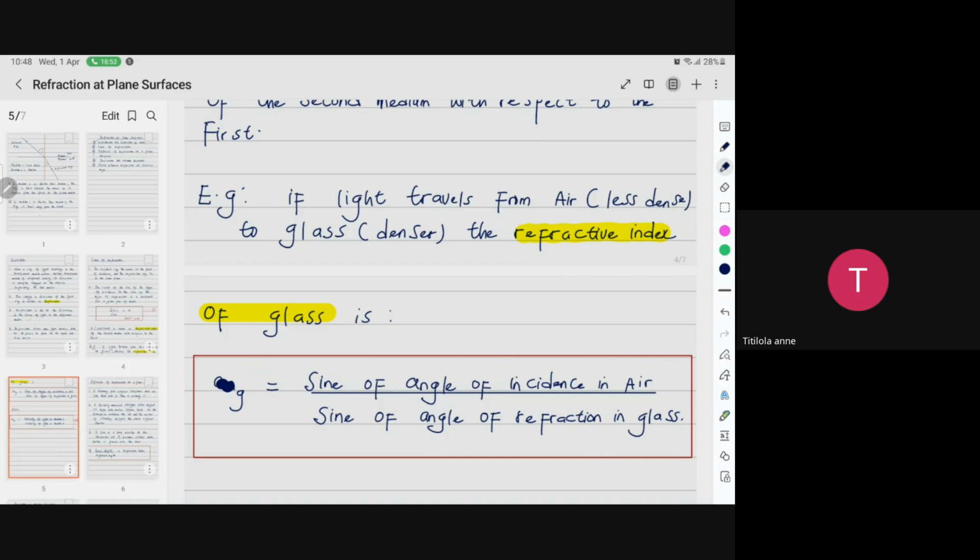We write it as aNg, right? It means that this is the refractive index of air to glass per se. So if someone gives you that aNg equals, let's say, 1.0, know that it means that the refractive index of glass is 1.0. If you now want to get that of air, you do 1 over 1.0. That will now give you the refractive index of air.